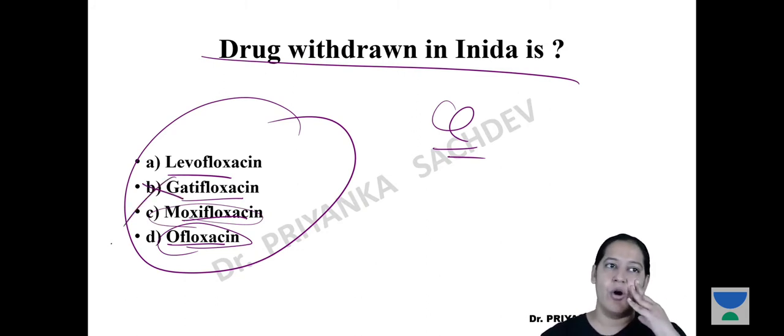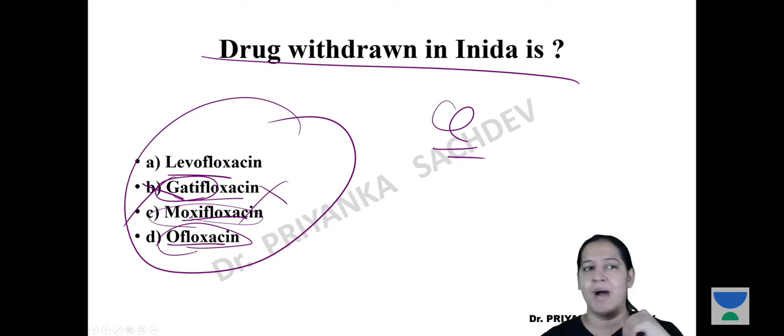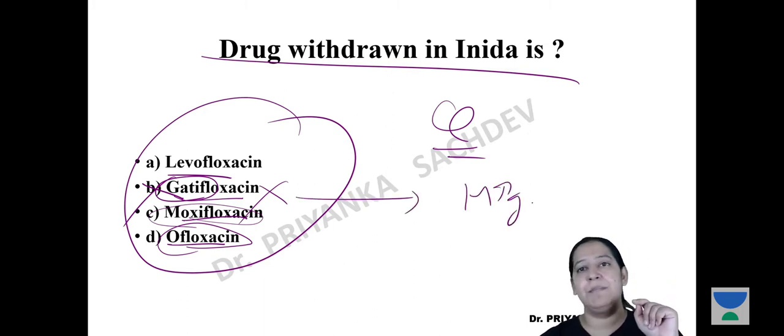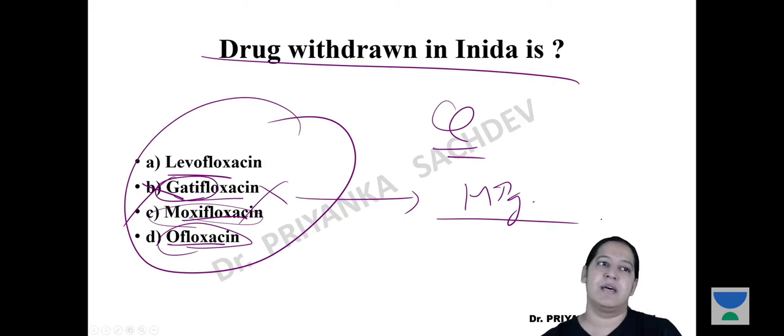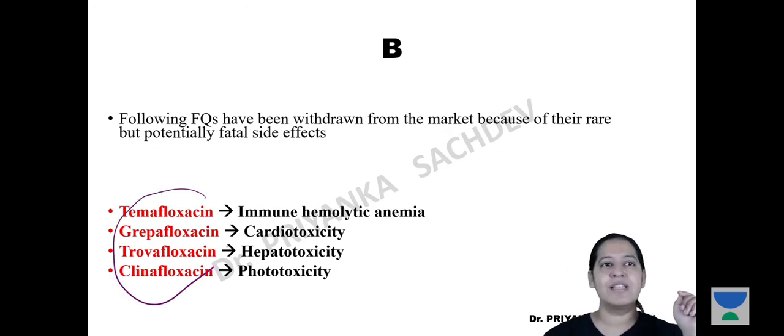Gatiflox is withdrawn. I remember this Gatiflox because I prescribed it to a very close one in my MBBS days. But after that it was withdrawn from the market. Gatiflox is withdrawn because of risk of hyperglycemia. We can't give it in diabetic and elderly patients. Severe hyperglycemia is there. So the correct answer here is B. These are the 4 antibiotics apart from Gati.